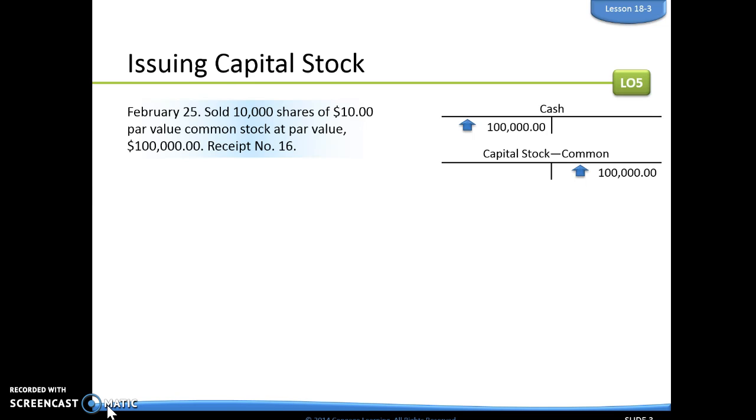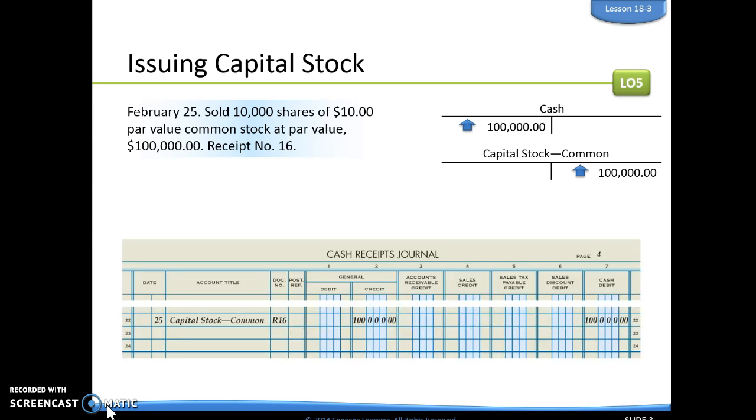We need to make sure that we label that as common because we have a couple different types of capital stock. And I think that we'll see that coming up soon. So since we're receiving cash, that's going to go into our cash receipts. We're debiting cash. We are crediting capital stock common.